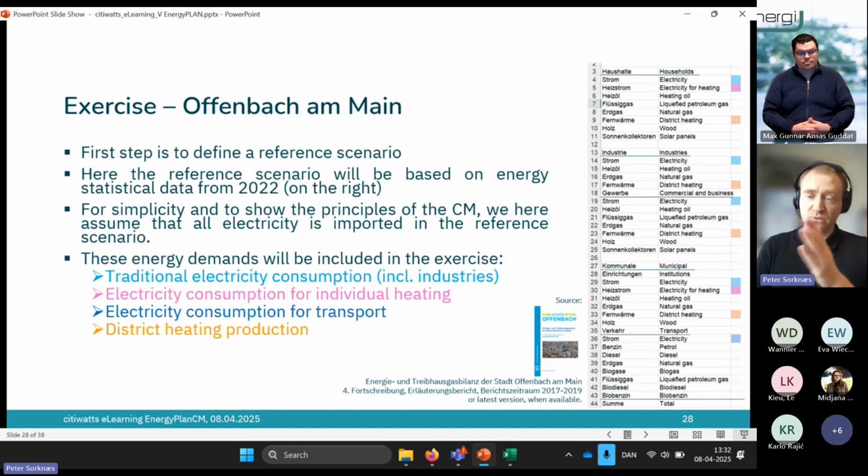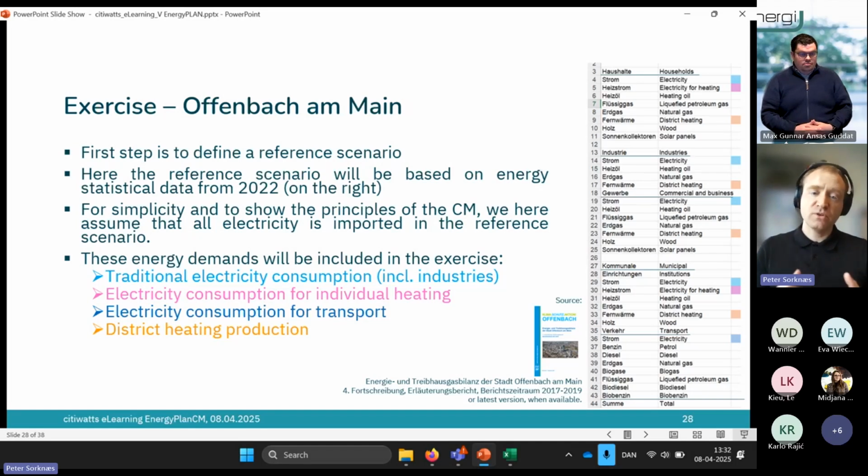From an Excel sheet, you can see on the right which data points are there. And for simplicity, we only assume that all electricity is imported in the reference scenario. So that is a simplification here, just so you know. I assume that there's no PV already produced there. That is, of course, probably not true. However, that's just to have a simplified approach to the scenario, so we can see what it means if we install the potential we can identify.